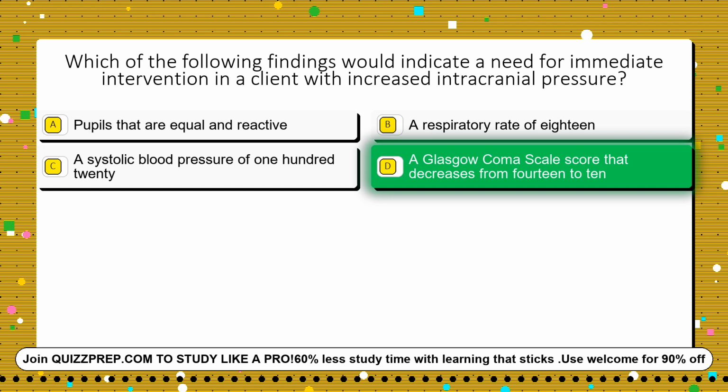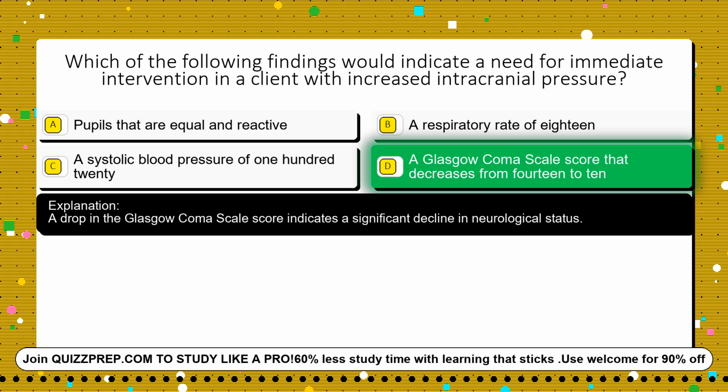The correct answer is option D, a Glasgow Coma Scale score that decreases from 14 to 10. A drop in the Glasgow Coma Scale score indicates a significant decline in neurological status.